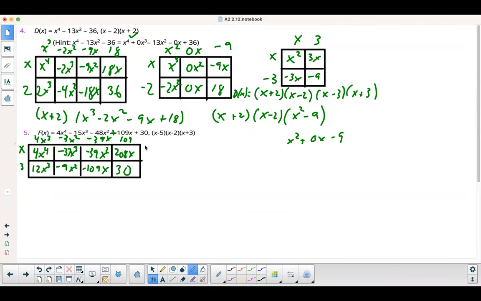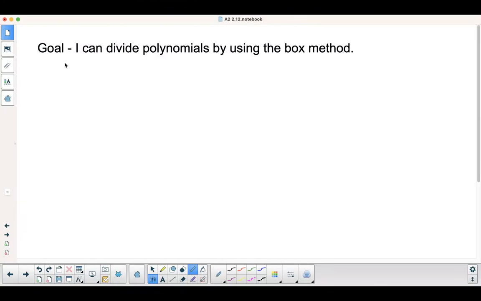So these numbers might not work out. So I'm going to just eliminate this one for now. But you get the idea. All right. So our goal, I can divide polynomials by using the box method.